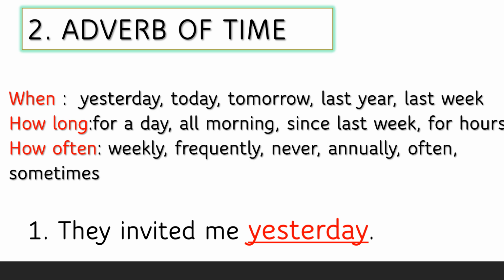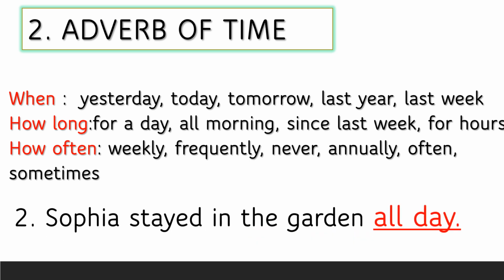Next example: Sophia stayed in the garden all day. So all day tells us how long. How long she stayed in the garden, means the entire day. All day is an adverb in this sentence. I have underlined it also.